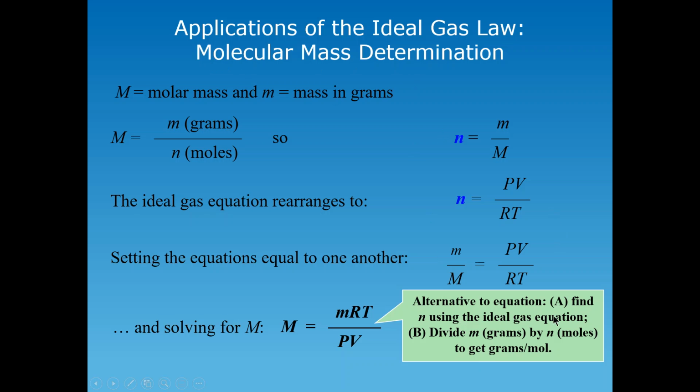Okay, so what's in this box here states an alternative way of doing this, which is basically the same thing, but a different way: find n and then divide the mass in grams by it. Firstly, find n using the ideal gas equation, like this, and then divide the mass in grams by that n value, which is in moles, and that will give you the molar mass. So basically, just another way of doing the same thing. Personally speaking, I prefer to just use this equation directly, all right?